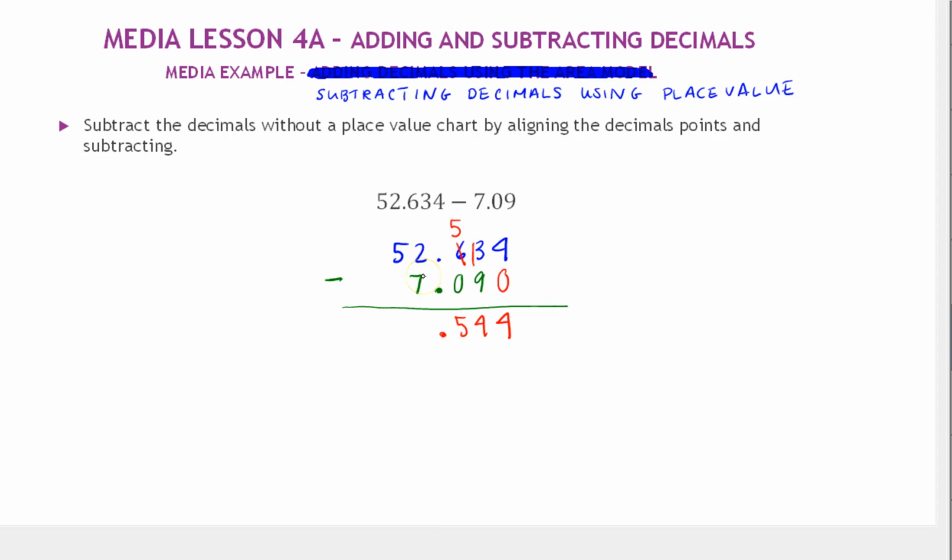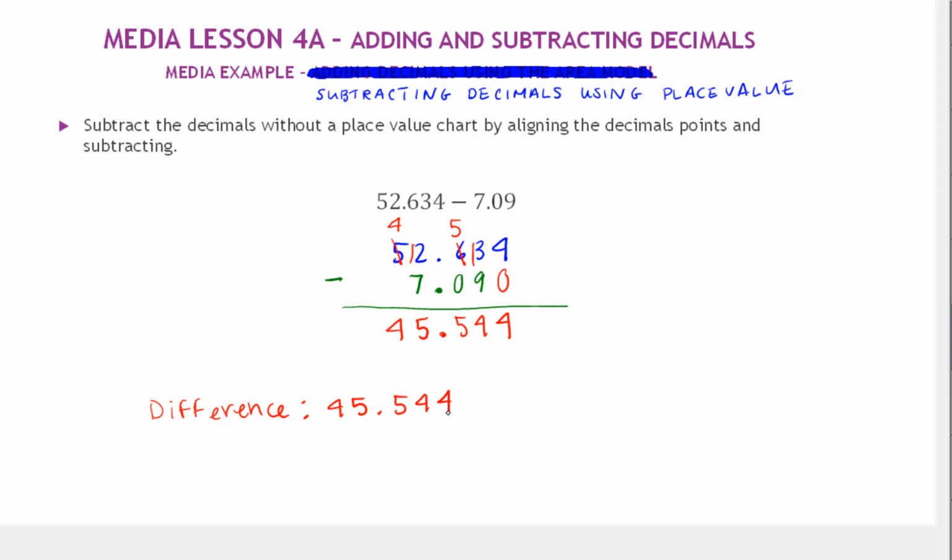2 minus 7, well, I need to borrow. I borrow 10 and give 10 ones to the ones place. So now I have 12 ones minus 7 ones is 5 ones. And 4 minus 0 is 4. So our difference, which is our answer to a subtraction problem, is 45.544.